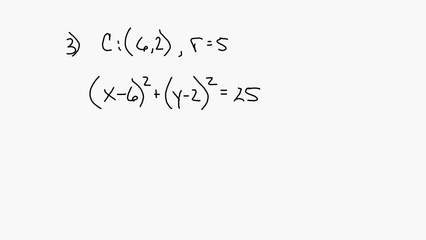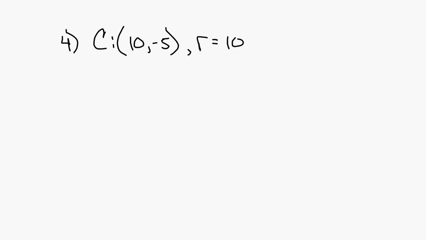Number 4. Center. The center for number 4 is at 10, negative 5. The radius is equal to 10. The equation of the circle would be x minus 10 squared plus y plus 5 squared equals the radius squared, which would be 100.